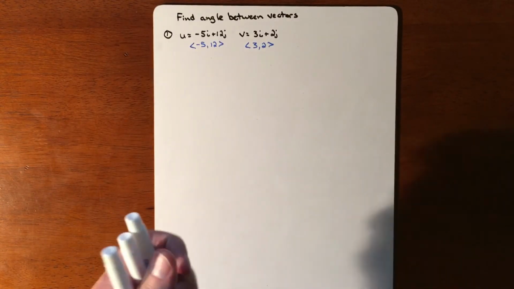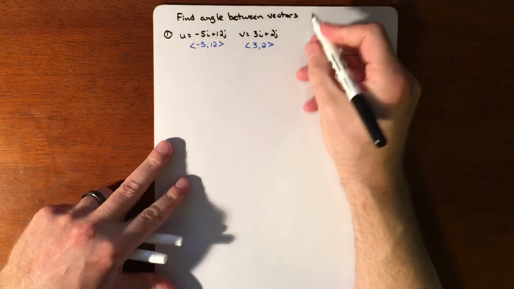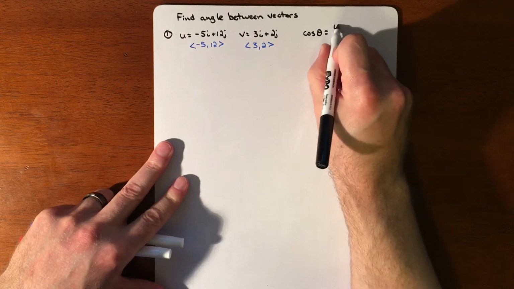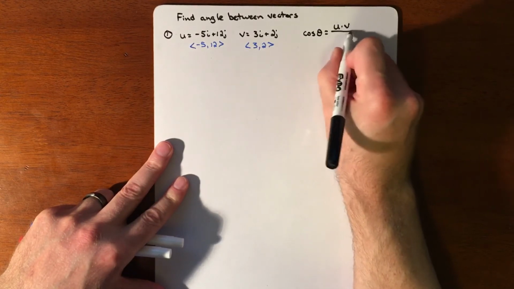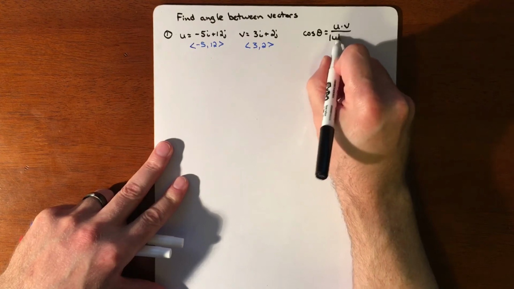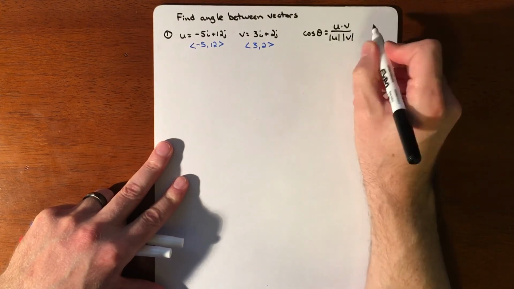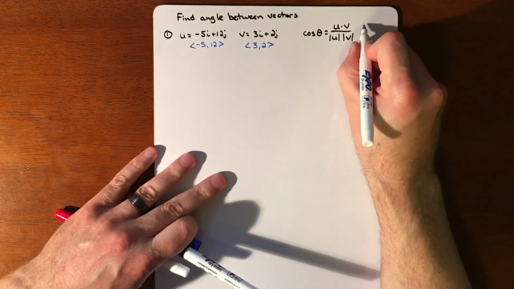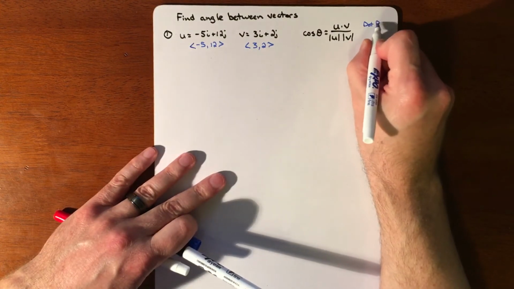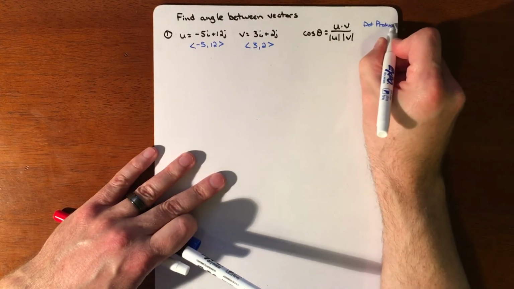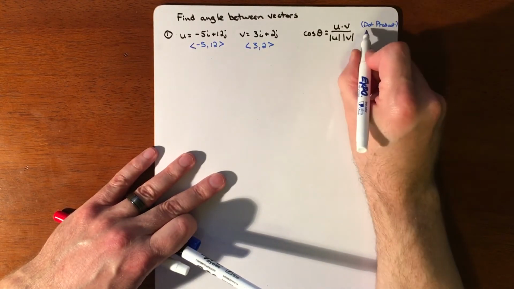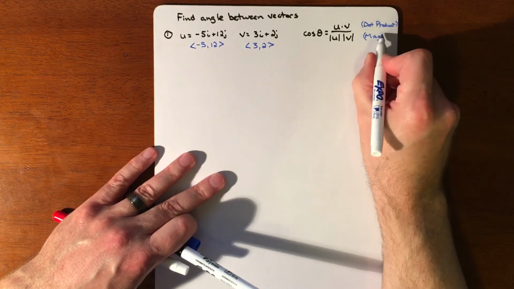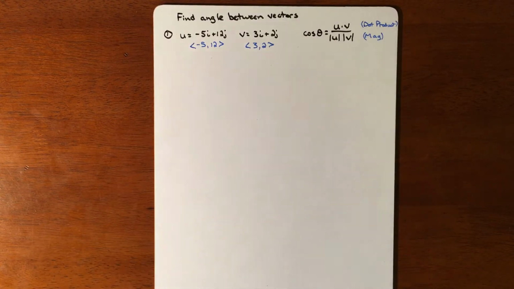So the formula for this is cosine of theta is going to equal the dot product between your two vectors divided by the magnitudes. So you're looking at the dot product, and then you're going to be dividing by the magnitudes. But you're going to be multiplying the magnitudes together. Okay, so that's really the pieces that we need.